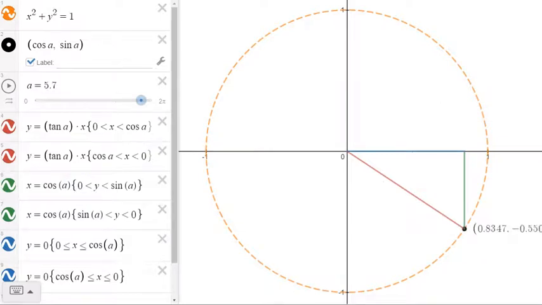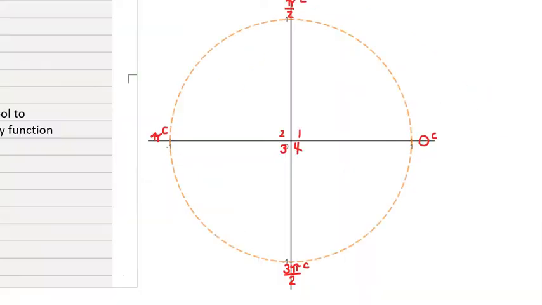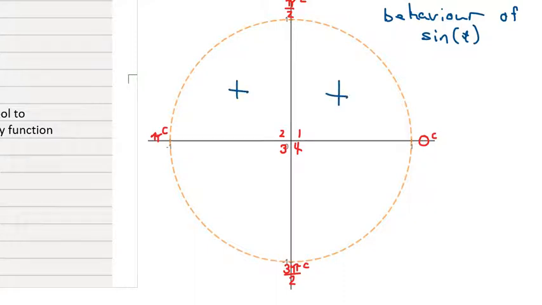So jumping back to our OneNote document, looking at the behavior of sine t, we're going to see that in the first quadrant we're positive, the second quadrant we're still positive, the third quadrant we're negative, and the fourth quadrant we're also negative.